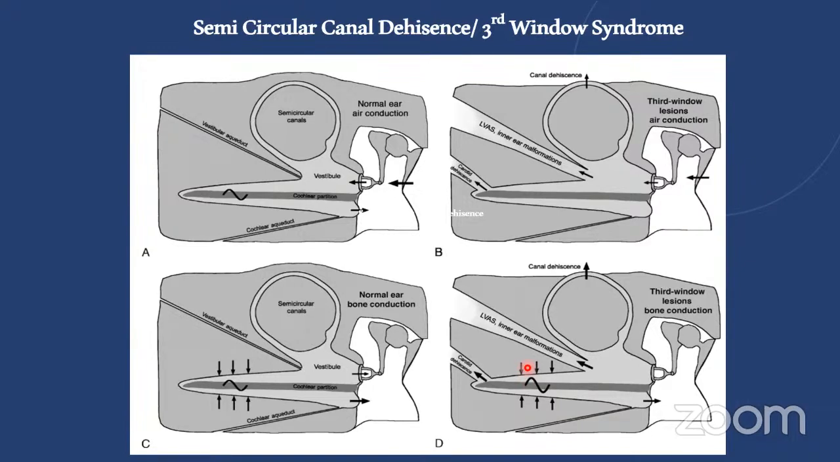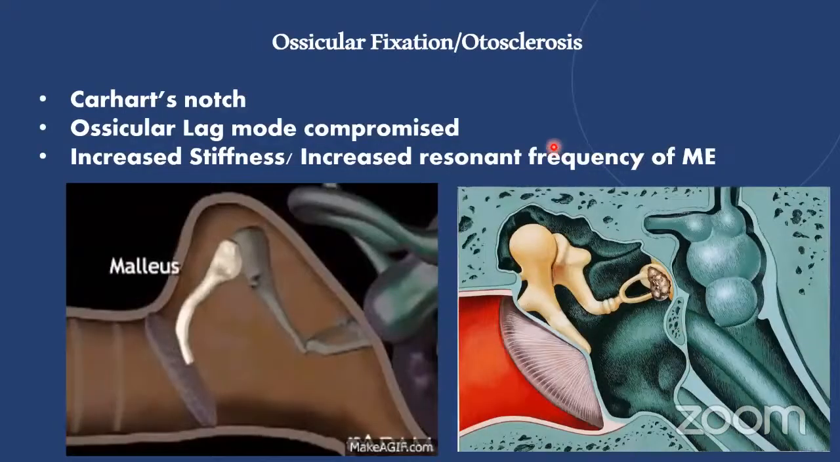So next is the otosclerosis case. As we know, in otosclerosis we are getting a Carhart notch, a 2 kHz notch, at the earlier stage. But at the later stage, all the bone conduction thresholds will be almost equal, or it will become flat. And we can get either a conductive or a mixed loss.